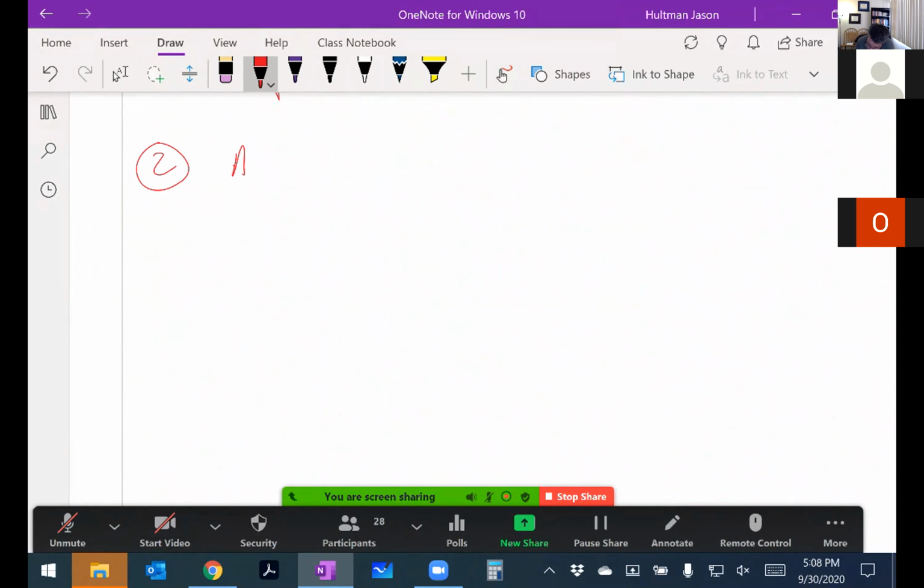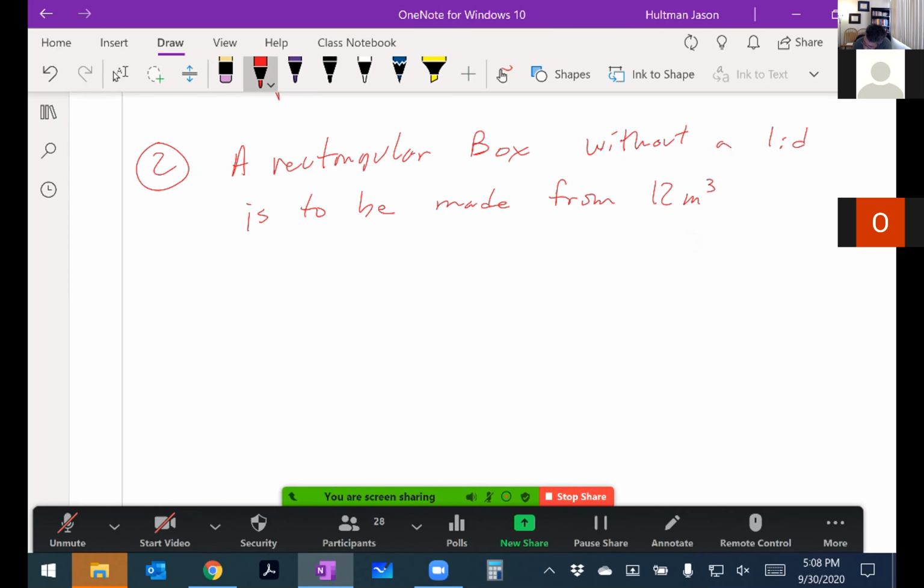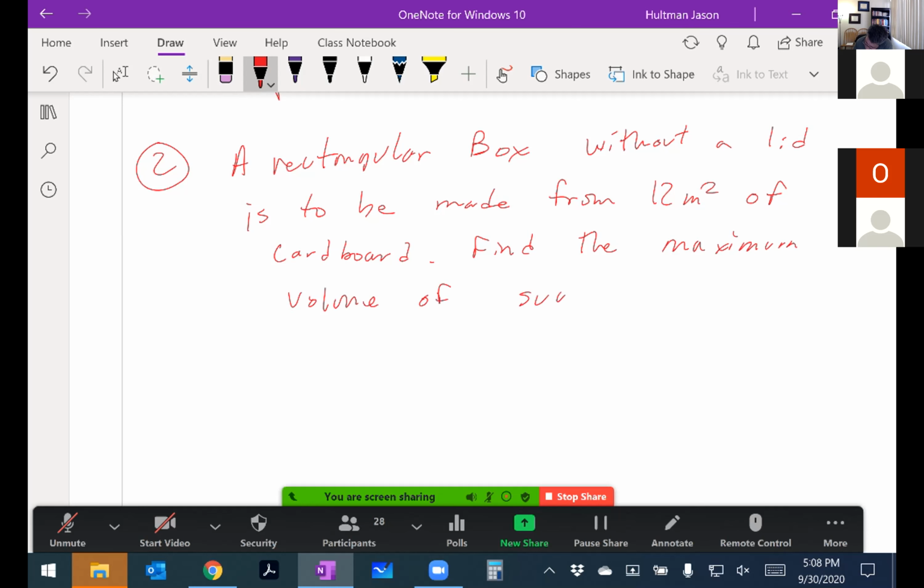A rectangular box without a lid is to be made from 12 square meters of cardboard. Find the maximum volume of such a box.